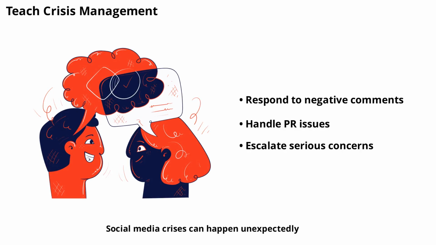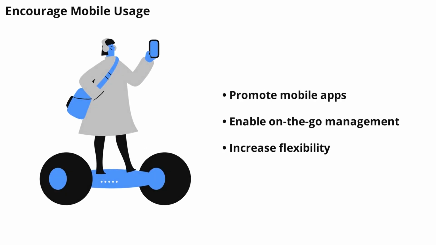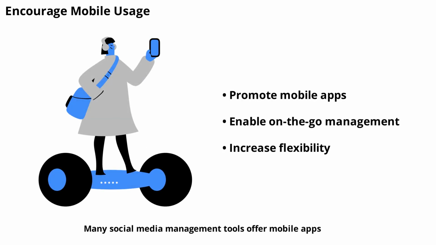Social media crises can happen unexpectedly. Train users on how to respond to negative comments, handle PR issues, and escalate serious concerns. Having a clear crisis management plan in place empowers users to act quickly and protect your brand's reputation. Many social media management tools offer mobile apps. Show users how to access key features on their smartphones or tablets, enabling them to manage accounts on the go. This flexibility increases adoption and ensures users stay connected wherever they are.